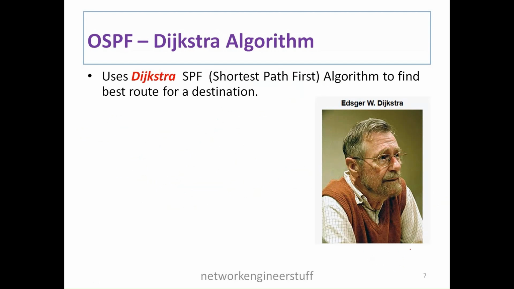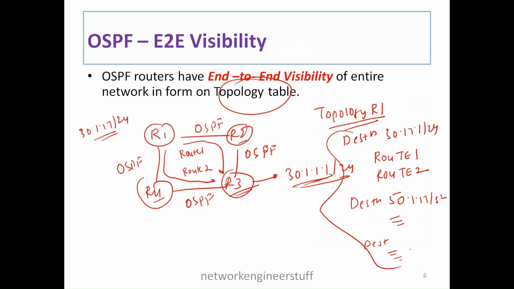And there's an algorithm, Dijkstra. So currently the picture is of Sir Dijkstra. He is the guy who actually invented this algorithm, and OSPF uses this algorithm, that is Dijkstra algorithm, Dijkstra SPF algorithm, that is shortest path first algorithm. And what this algorithm does is, this is a topology table, right? So it will be working on this topology table and it will be finding the best route to reach all the net destinations.